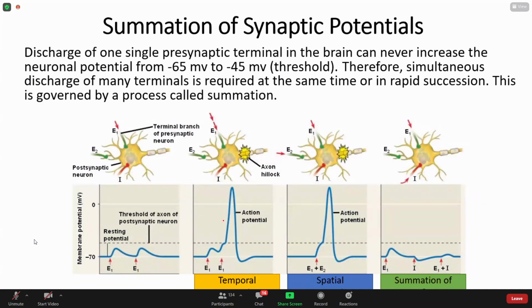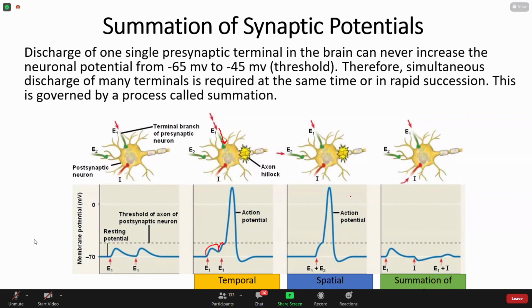Temporal summation is basically when two synaptic discharges occur close in time, so they will be adding together. This is an example of temporal summation: firing from one presynaptic terminal, as you can see here. We have one presynaptic terminal firing twice, close in time, so they will be adding together to generate a bigger postsynaptic potential.